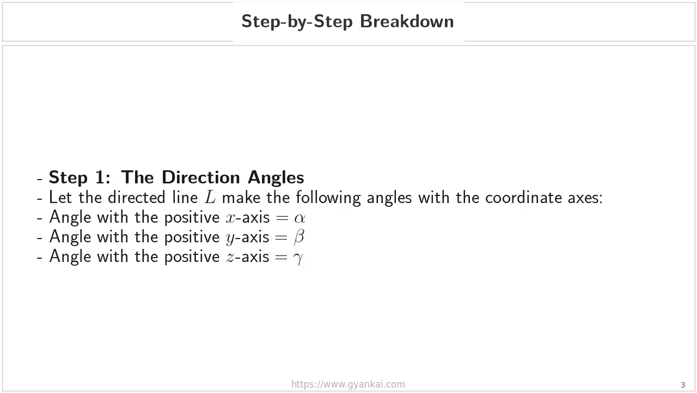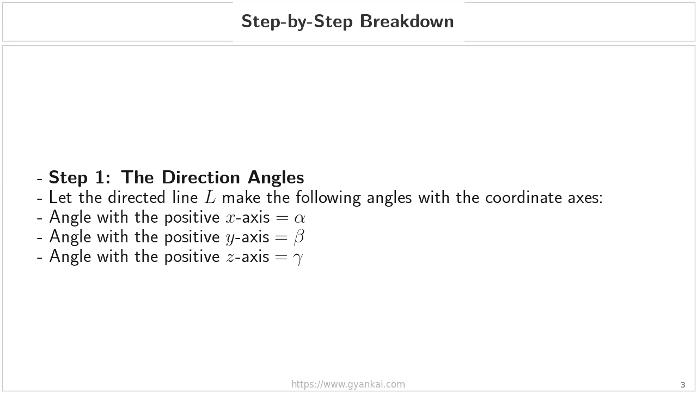Step-by-step breakdown. Now that we have a mental picture of our line extending from the origin into 3D space, let's break down how we actually measure its orientation. In this first step, we define what we call the direction angles. Imagine our line, which we'll call L, stretching out into the coordinate axes. To describe exactly how it's tilted, we look at the angles it forms with each of the three axes.